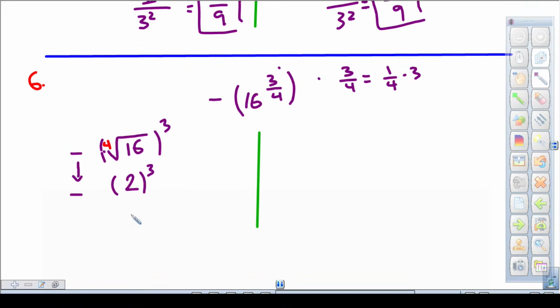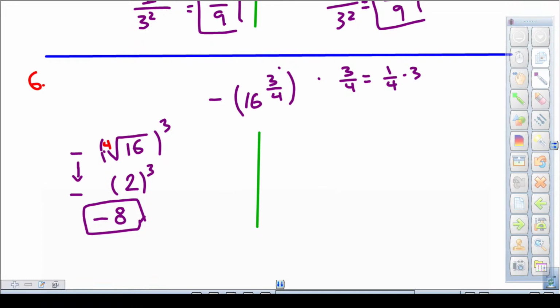2 to the 3rd is how much? What do you guys think? What is 2 to the 3rd? So it's negative, and then we have 8. Recall in this, if you actually paid close attention, this negative was not really affected by anything here, because it was outside the parenthesis. If it's inside, we have something else to do.